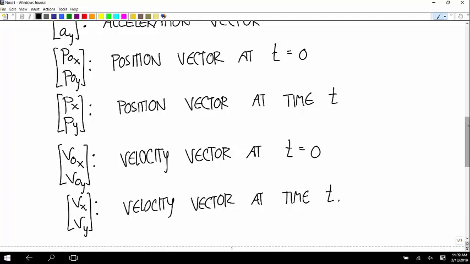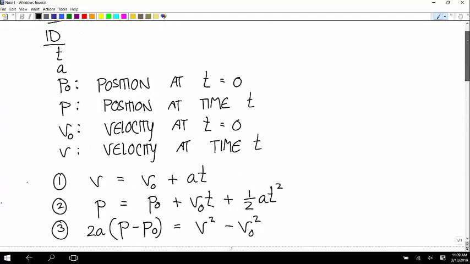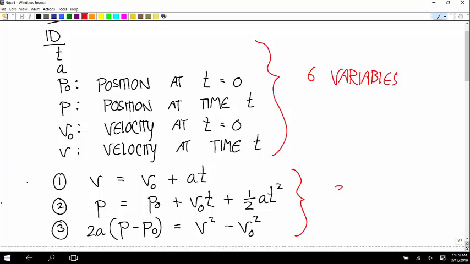Okay, so if we go back to 1D, the number of variables we have available for our equations, 1, 2, 3, 4, 5, 6. And our 3 constant acceleration equations, those are the only variables that we have to deal with, so that's the only thing that appears in those. And there are 3 equations.